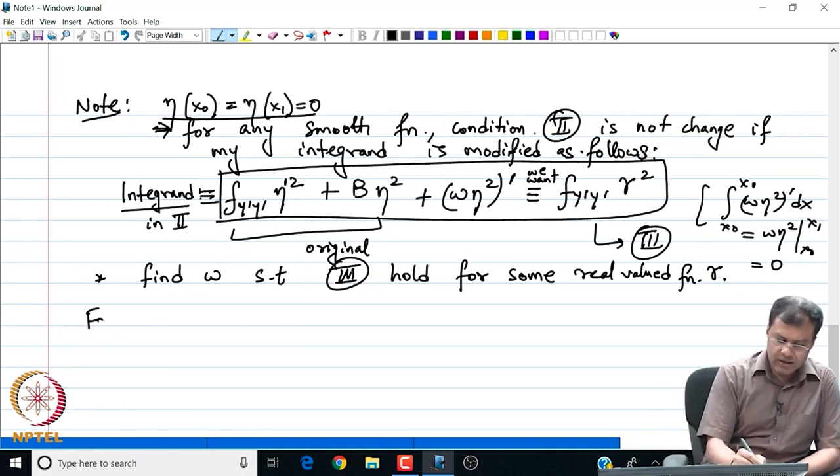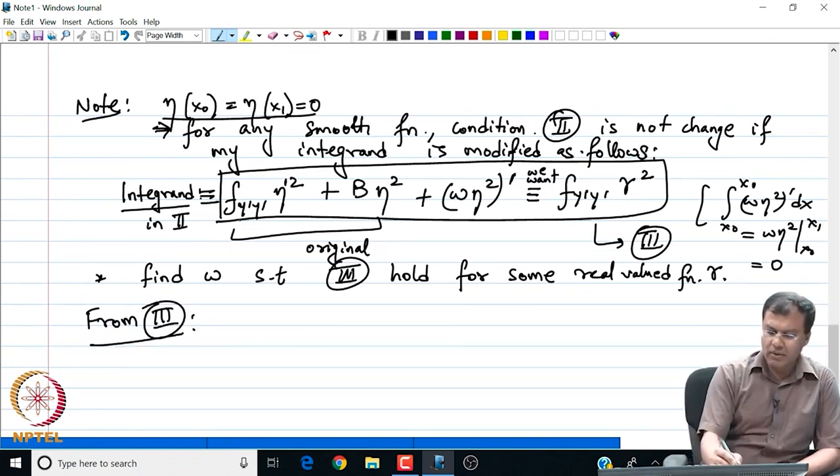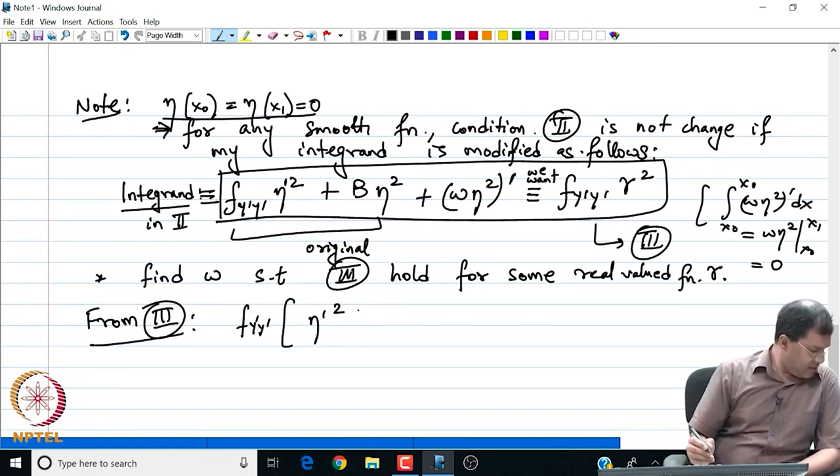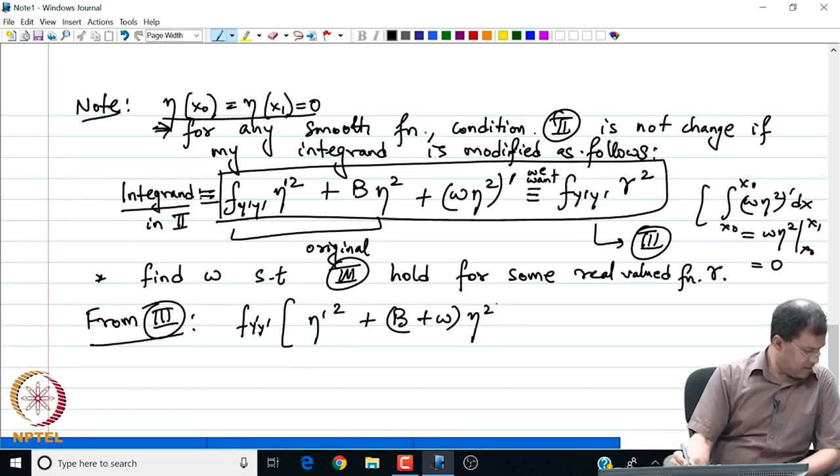So from 3, what we get is the following. We can take this common quantity f_y'y' out. So, f_y'y' taken common out, I get the quantity eta prime square plus b plus omega eta square. So, I can write omega prime divided by f_y'y'.